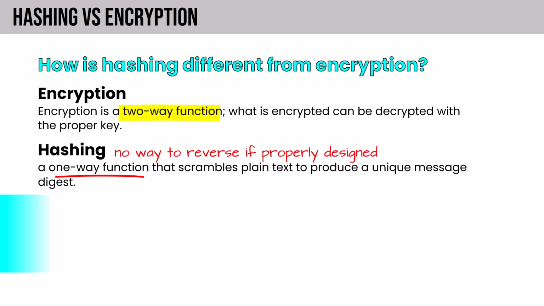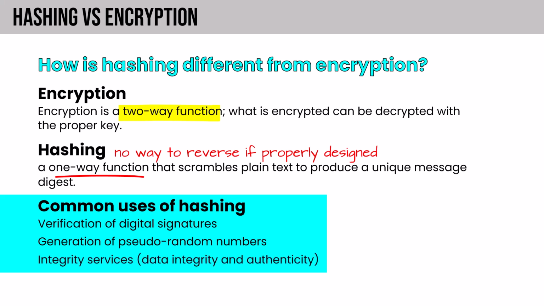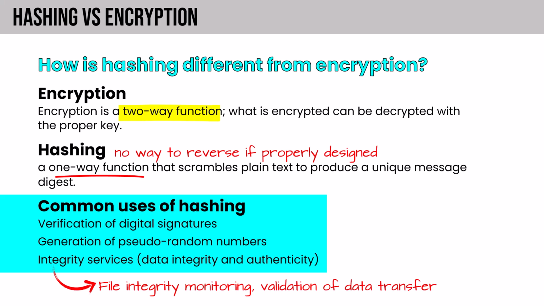A few common uses of hashing: verification of digital signatures, generation of pseudo-random numbers, integrity services, data integrity and authenticity. We can use a hash for file integrity monitoring and validation of data transfer. A file will have a known hash. If a file has been changed, that hash will be different, at which point in a file integrity monitoring scenario, we know that something has changed.